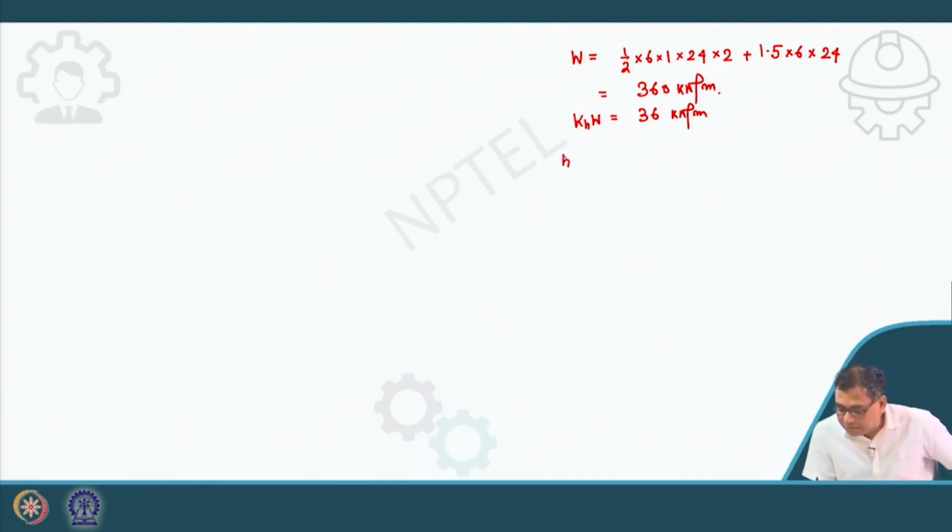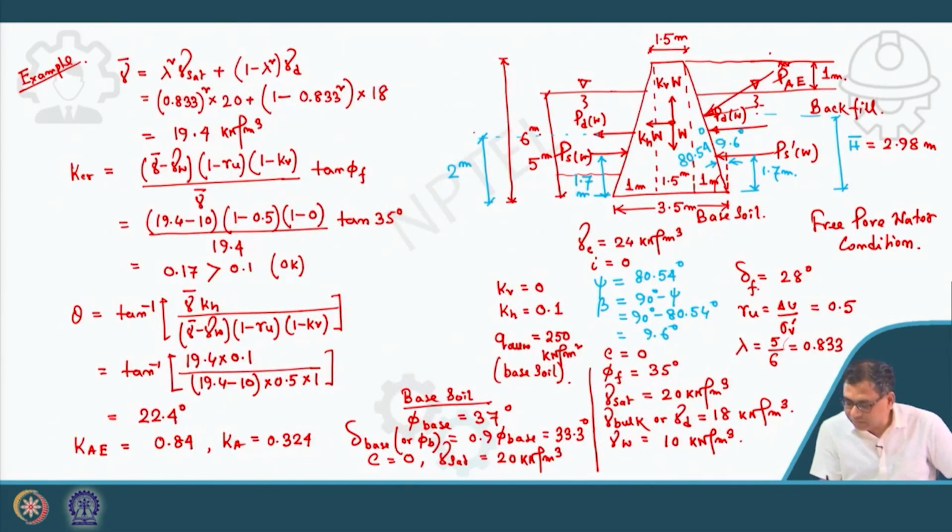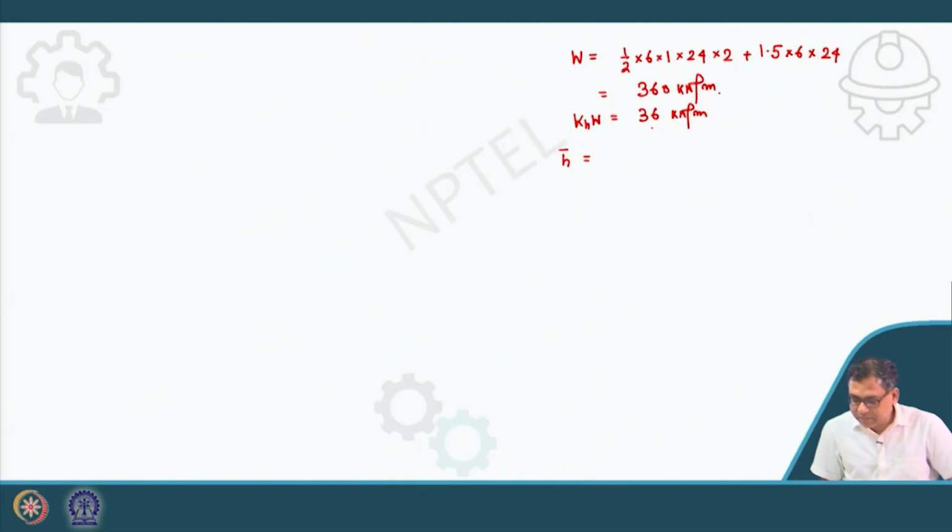Now, the small h, what is small h? Small h is this one. This is the small h, the centroid position from the base, the h bar. So I have to calculate the centroid position from the base. For that I can calculate the area of the small triangle.